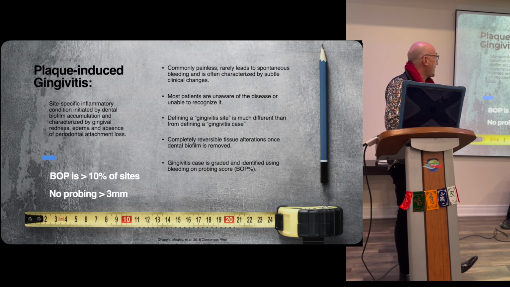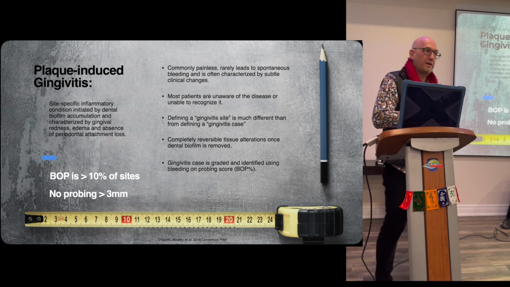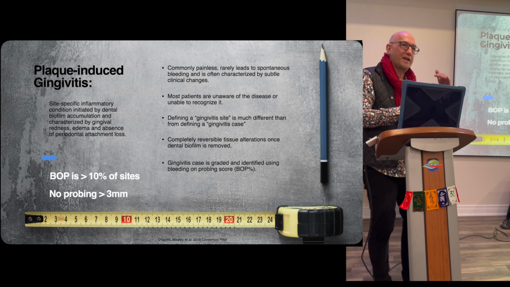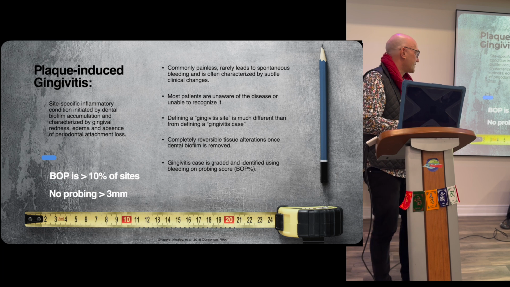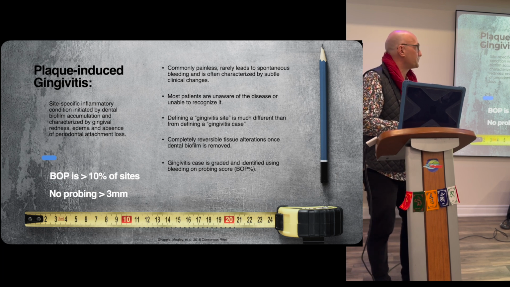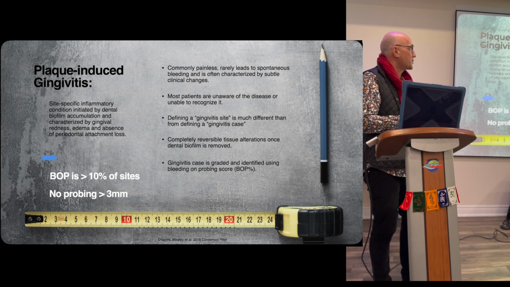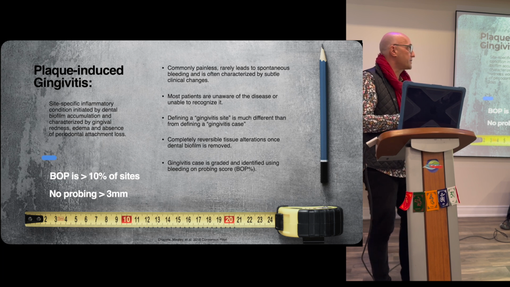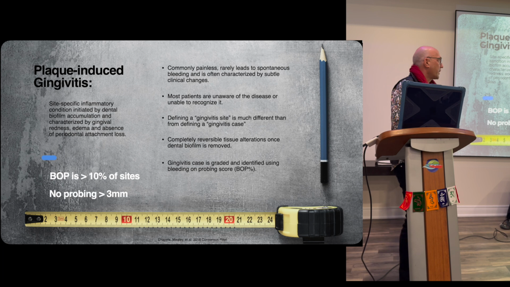To have gingivitis, you need to have more than 10% of the sites affected according to the new guidelines. That gives us a reprieve: you don't have to be perfect, which is great to hear for us as dental professionals, because we're trained that we have to be perfect. No probing more than 3 millimeters. Gingivitis is usually completely painless, and it rarely leads to spontaneous bleeding, but there are subtle little clinical changes that are noticed over time. Most patients are unaware of the disease or unable to recognize it. They just think this is a level of normal, which you can't fault them for.